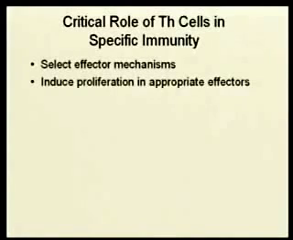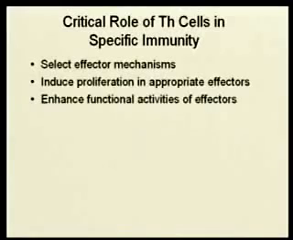They do this in part by inducing the proliferation of the proper cell. So they can induce the proliferation of B cells. They can induce the proliferation of cytotoxic T cells. In addition to inducing the proliferation, they can also enhance the function of these cells. So once the CTL becomes activated, they can produce cytokines that can actually enhance the ability of that CTL to do its job.